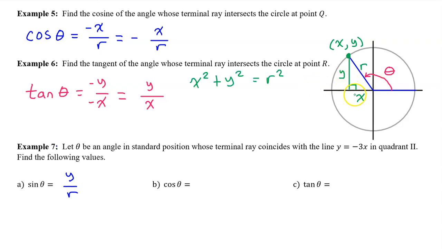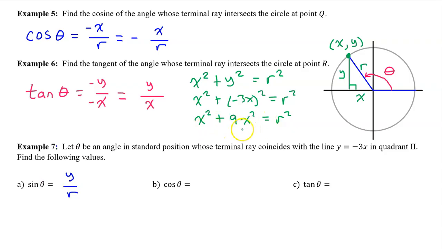The Pythagorean theorem gives x squared plus y squared is equal to r squared. However, we know that y is equal to negative 3x. So let's make that substitution. Then we have x squared plus negative 3x squared is equal to r squared. If you square negative 3x, you get 9x squared. So this is going to be equivalent to x squared plus 9x squared is equal to r squared.